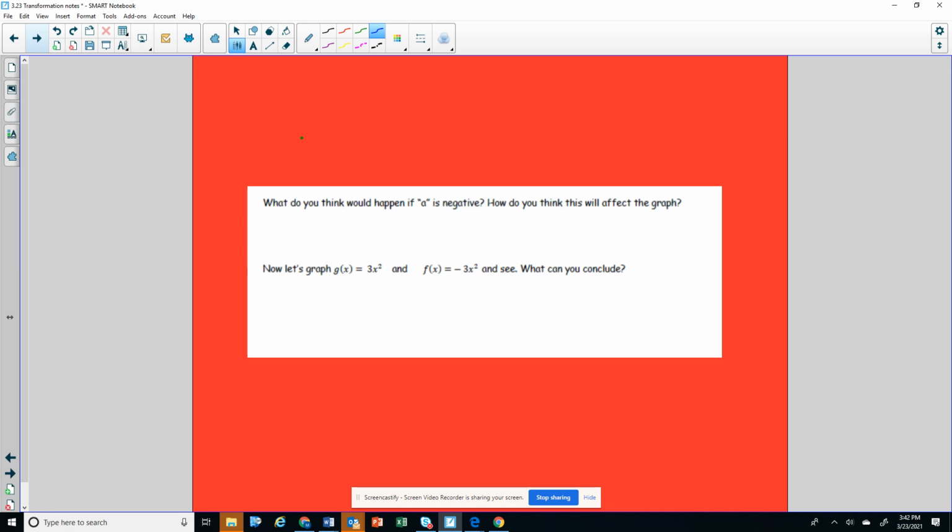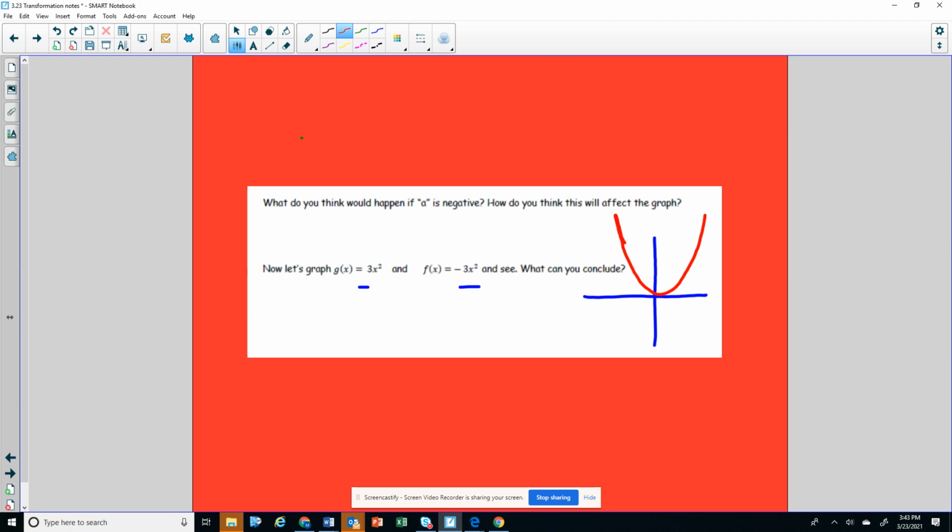Now let's look at, what do you think happens if a is negative? Well, we have two graphs. G of x is equal to 3x squared and f of x is equal to negative 3x squared. The only difference here is that the coefficient is negative for one of them. So one graph is a reflection of the other. So if you graph this, and you can try this in Desmos, it's going to look something like this. 3x squared is going to be something like this. And I'm just sketching it, okay?